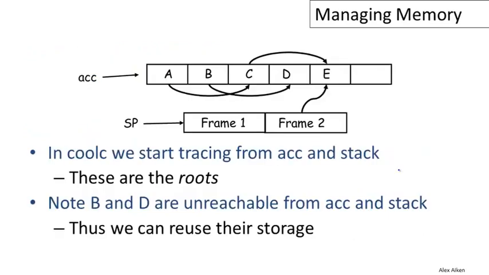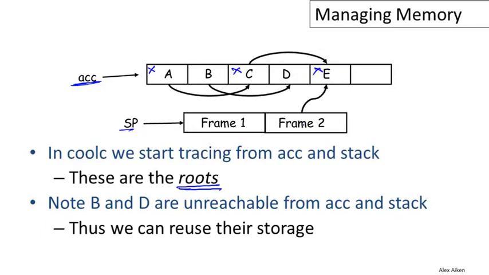So in coolc, we start tracing from the accumulator and the stack, and these are called the roots. In garbage collection terminology, the roots are the registers from which you begin tracing out all the reachable objects. And if we do that here, so you see here we have our objects, here we have our accumulator, and our stack pointer. And so we can just walk through this little diagram of memory and find all the reachable objects. So the accumulator points to object A, so we'll mark that as reachable. A points to C, so we'll mark it as reachable. C points to E, so we'll mark it as reachable.